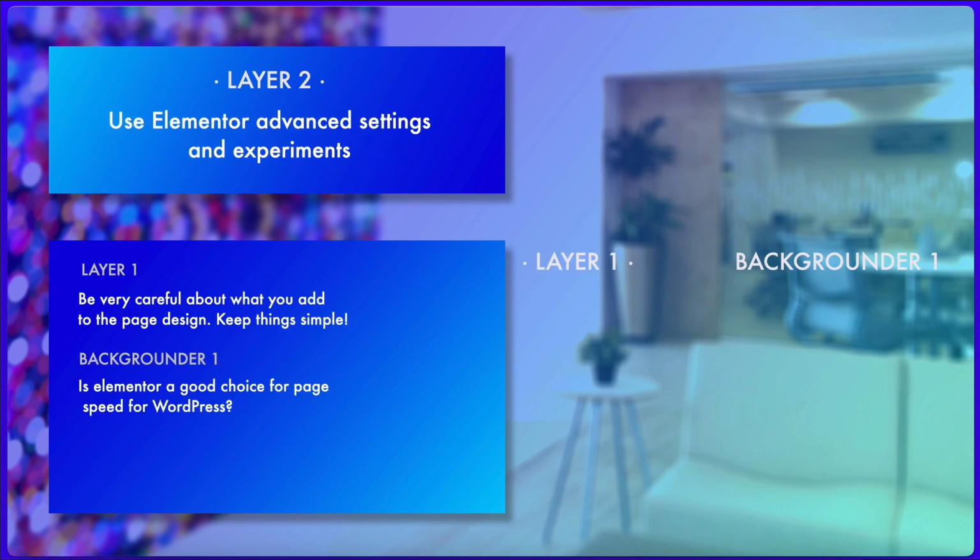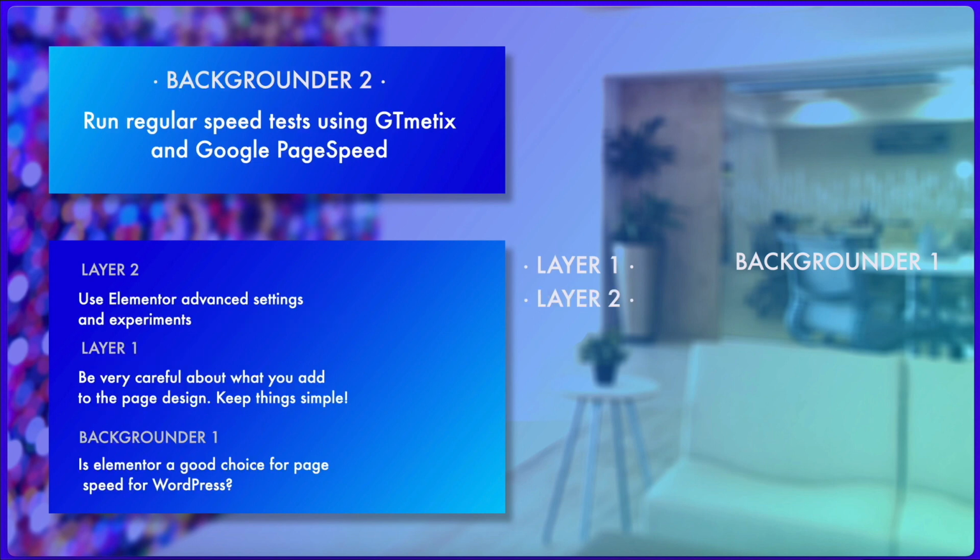Layer 2 then comes next, is using the Elementor advanced settings and experiments so that you can actually speed up the whole of Elementor with something that's built in at the back end. Backgrounder 2, we're going to run regular speed tests and how to do that, and using GTmetrix and of course using Google PageSpeed.